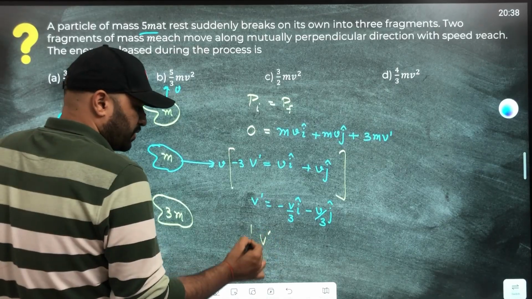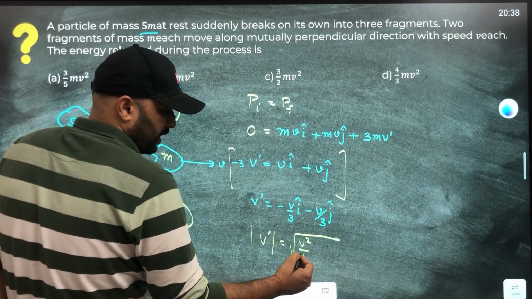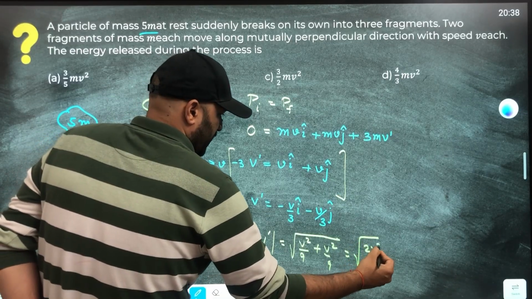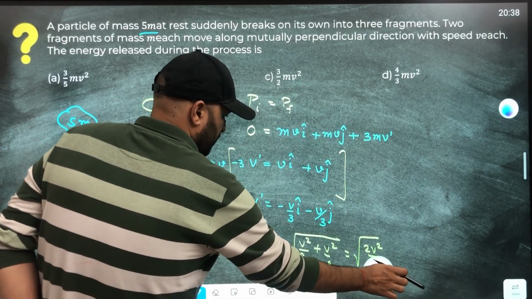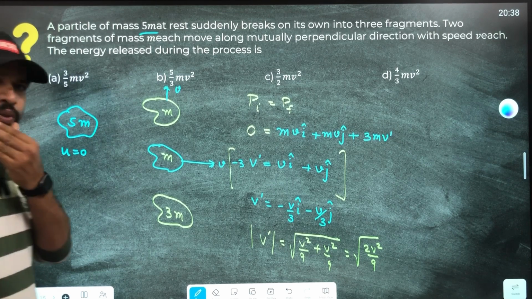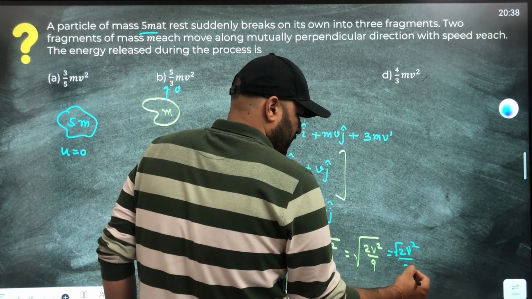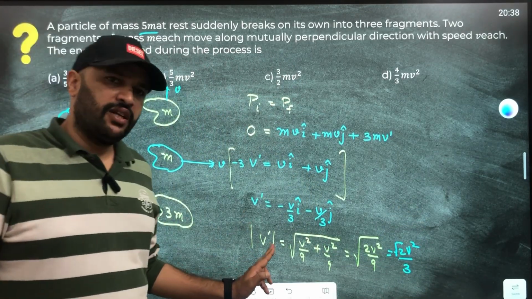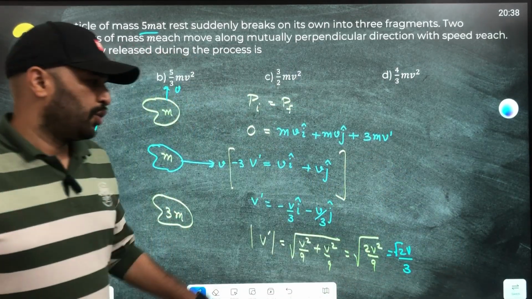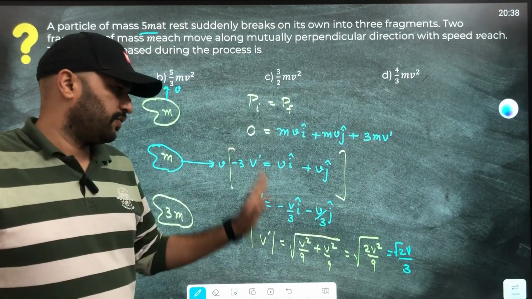So what will be the velocity of the third particle? That will be the magnitude of this v dash. v square by 9, v square by 9, 2v square by 9. I hope this is clear. Okay, great, understood. So this will be the under root of 2v square by 9. Now, root 2, v square under root cancels to v, and root 9 is 3. Clear? This is our velocity of the third particle.